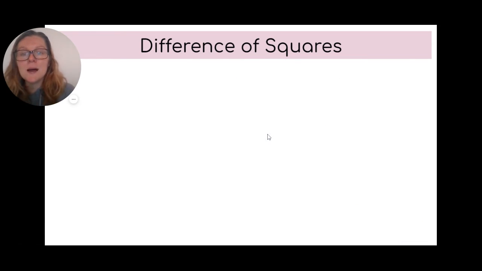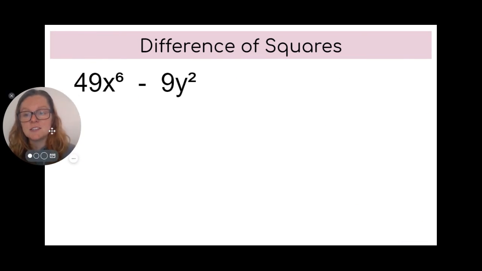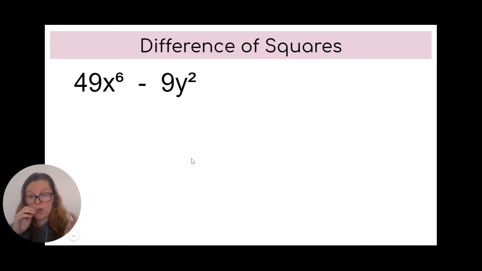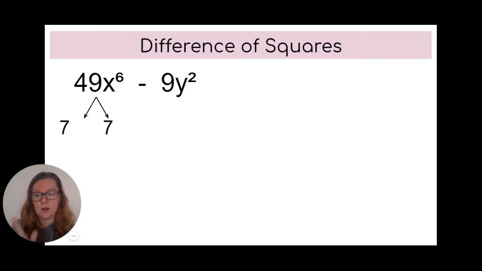All right, we're going to bump it up a little bit. Sometimes you're going to get something that looks like this. We are always going to, again, start with our greatest common factor. I don't see anything that I can factor out, so I'm going to go ahead and see if I can do my difference of squares. I'm looking at 49. Look at your number first. I know that 7 times 7 gives me 49, so it looks like a perfect square. But now I have to worry about this x to the 6.